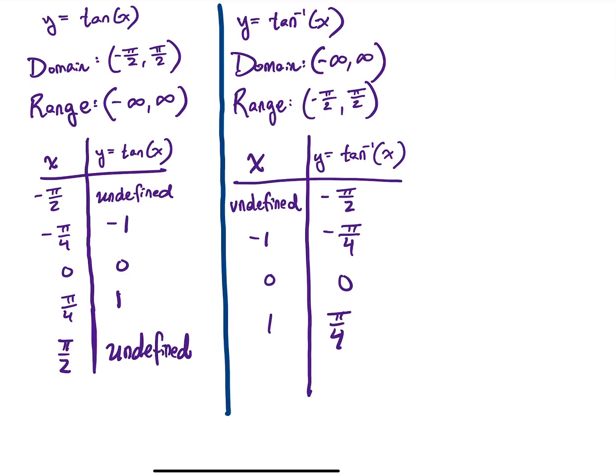And then another horizontal asymptote, so x will be undefined whenever y is equal to pi over 2. So we're swapping vertical asymptotes for horizontal asymptotes. Let's do a quick little sketch.